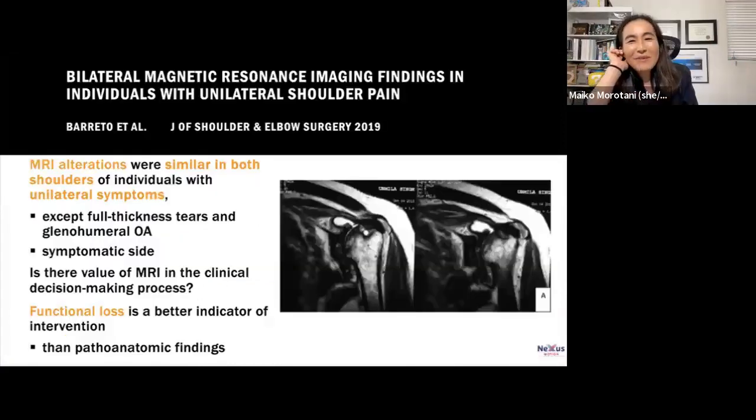I think we have to be a little bit careful that we correlate with the patient's symptom report and how they're moving, and really the functional loss could be a better indicator for coming up with the best treatment plan.